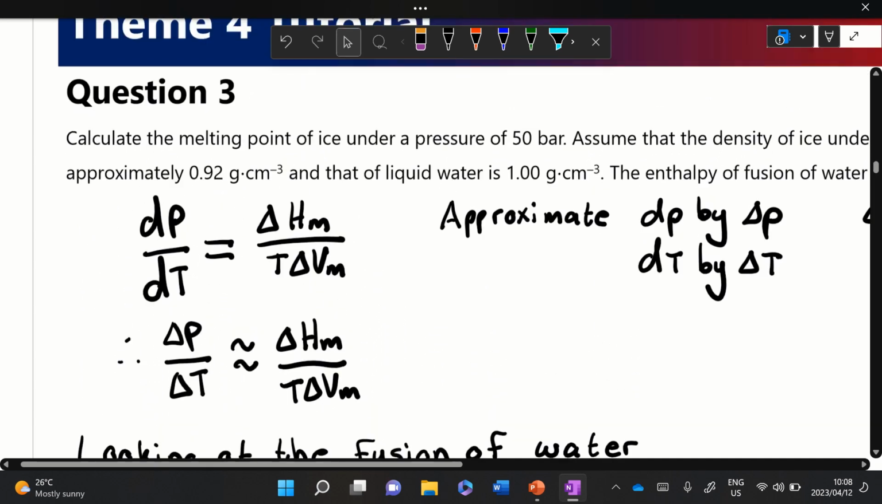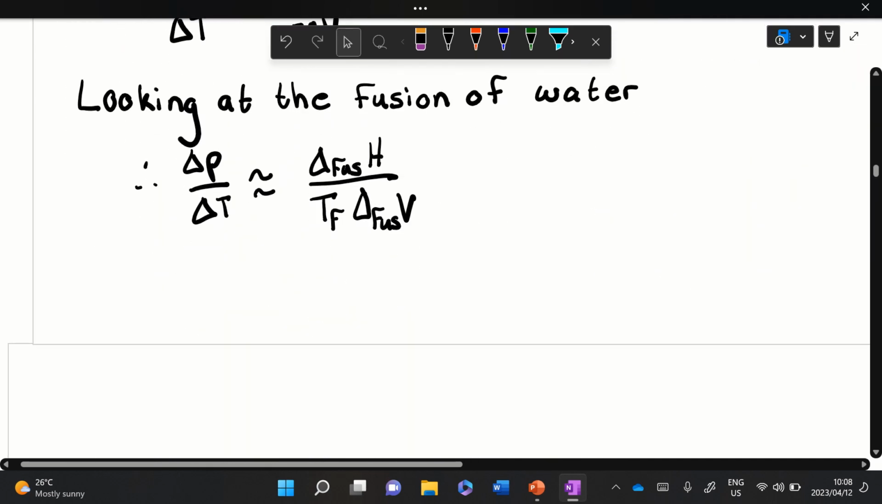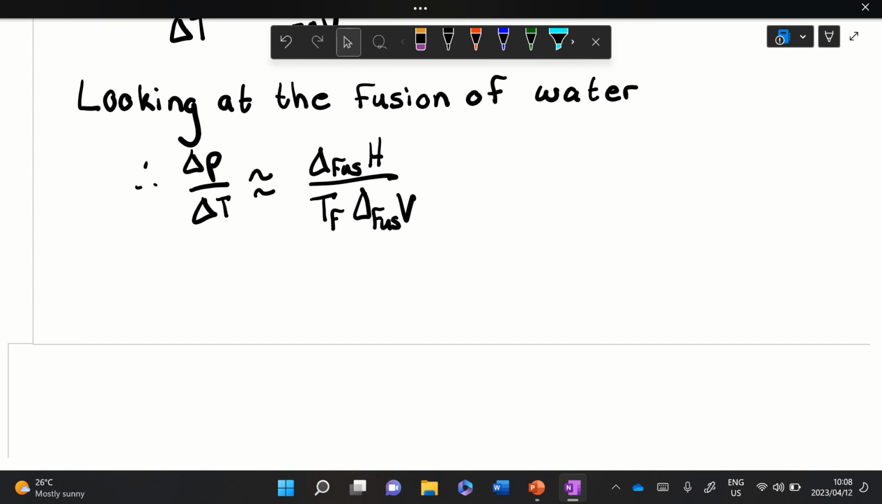But we're interested in the melting point of ice under different conditions, and we're given two pressure values, so we can calculate delta P. We know what the freezing point of water is under normal conditions. We have the enthalpy of fusion. We're given the mass density, so we can calculate delta V. So if we can calculate delta T, then we can calculate the new freezing point of water under this new pressure, or the melting point of ice, whichever way around, using this delta T value, right? So that's sort of where we're heading.